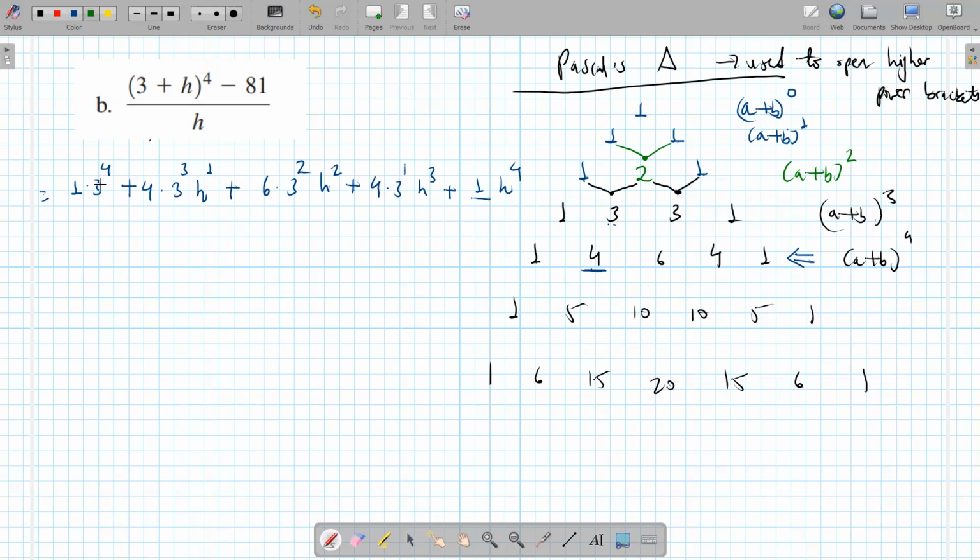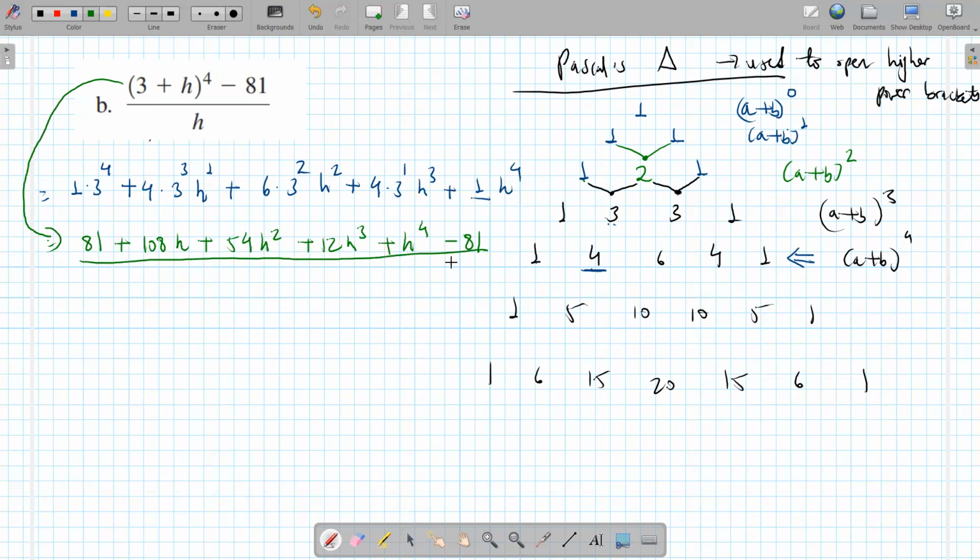So what does this clean up to? 3 to the power 4 is 81. 3 to the power 3 is 27, times 4 is 108. 9 times 6 is 54 h squared. 4 times 3 is 12h cubed. And plus h^4. There we go. (3+h) to the power of 4 is this. And then we have minus 81, right? All over h. Do the 81s cancel out?